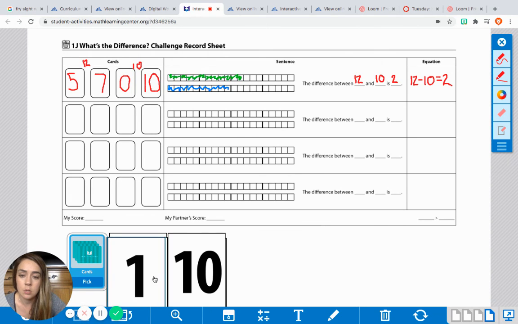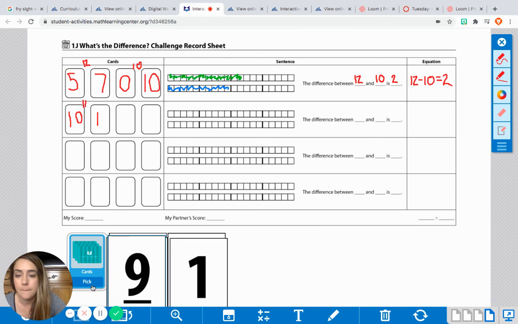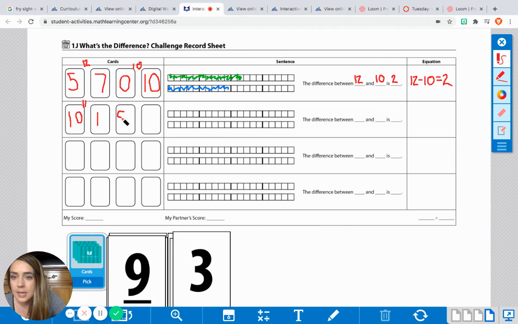Okay, so that goes in my first one, 10 and 1. I'm going to add those together just to get it out of the way. It's 11. Okay, then I'm going to pick 2 more cards: 9 and 3. I'm going to write that in. 9 and 3 equals 12.